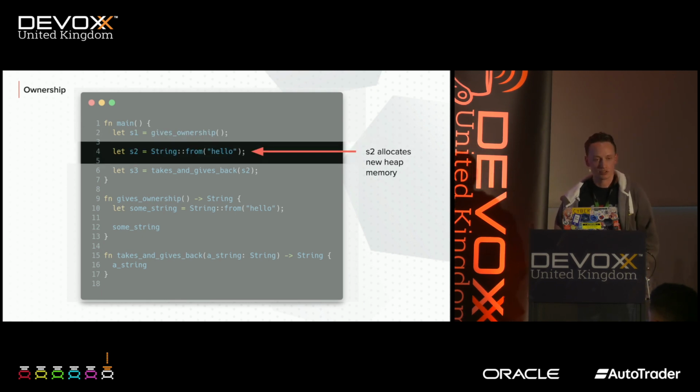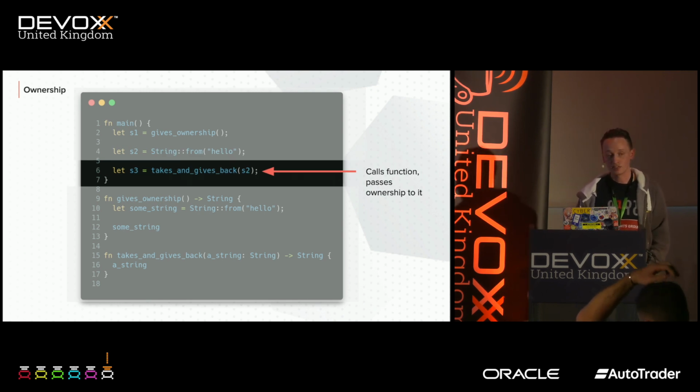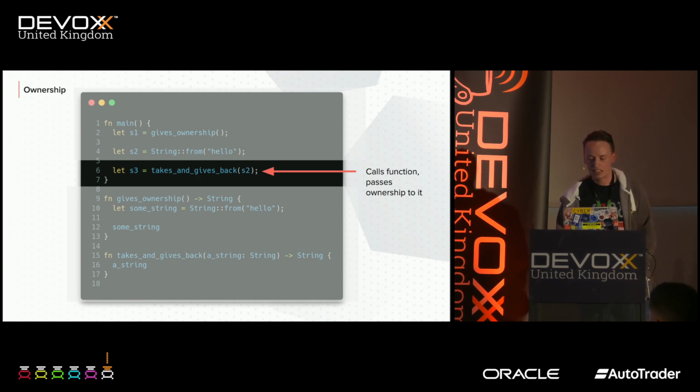Then we're creating S2, and this is going to allocate something new in memory and assign its ownership to the S2 variable. Then we're going to declare S3, and we're going to pass the S2 variable into this takes and gives back function. So in this case, we're transferring its ownership into the scope of a function.